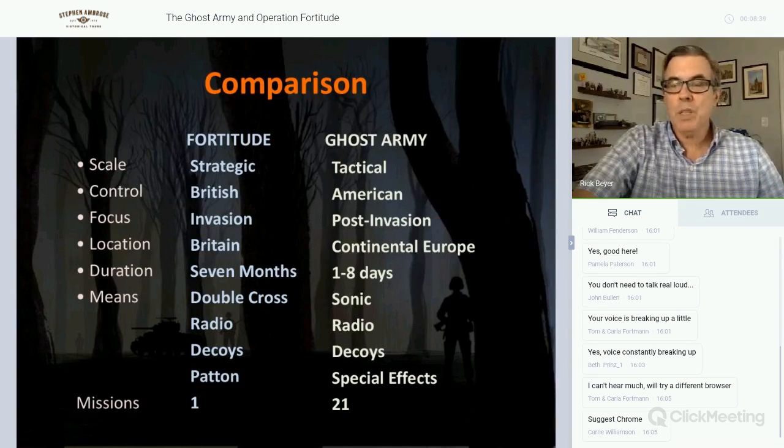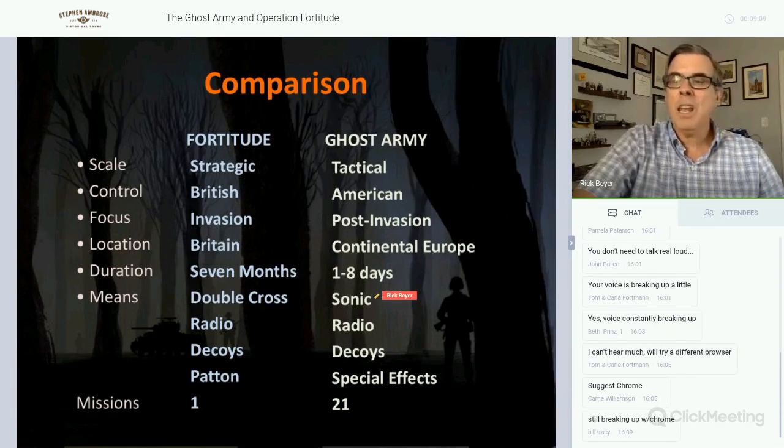The focus was post-invasion. They went into action after D-Day. They're actually operating on the ground in Europe, in France, in Luxembourg, in Belgium, and in Germany. And most of their deceptions, unlike the length of the Fortitude deceptions, are short. Some of them last as little as 24 or 36 hours. Their longest one lasted about 8 days.